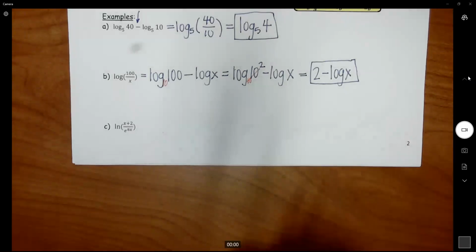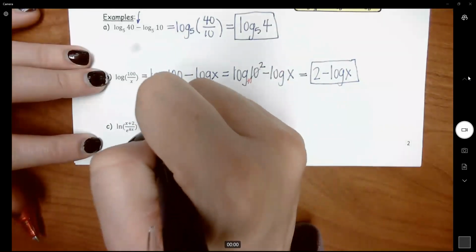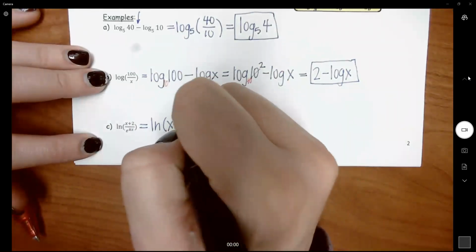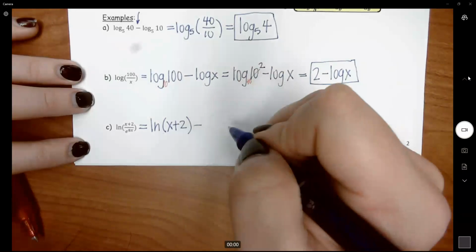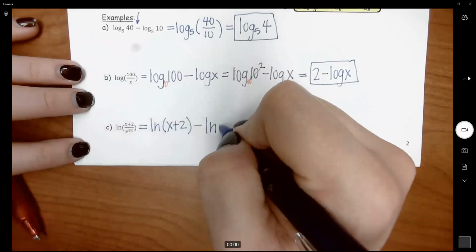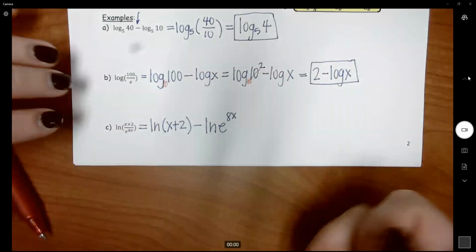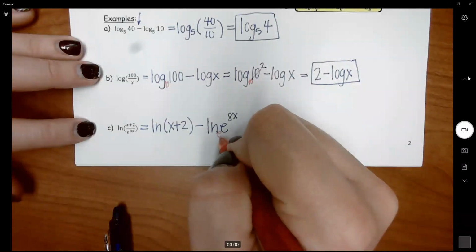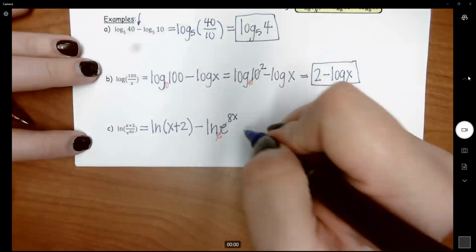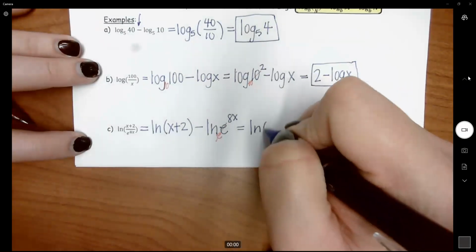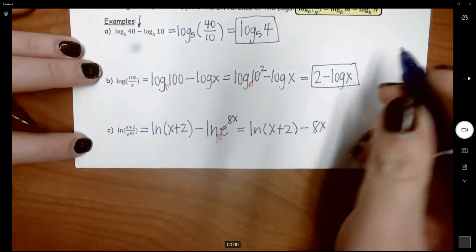Okay, and then lastly here, we have the natural log, and I'm dividing, so I know I'm subtracting. So natural log of x plus 2, so that needs to go in parentheses, minus, because we're dividing, natural log of e to the 8x. This is the same as what's been happening here. This has a known base of e, so those are going to cancel, and this is going to simplify to just what the exponent is. So my final answer is natural log of x plus 2 minus 8x.